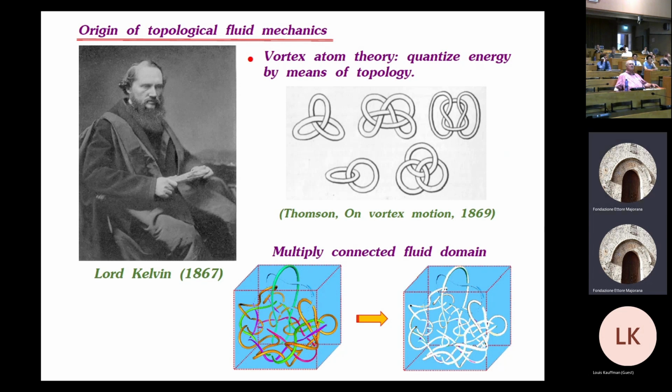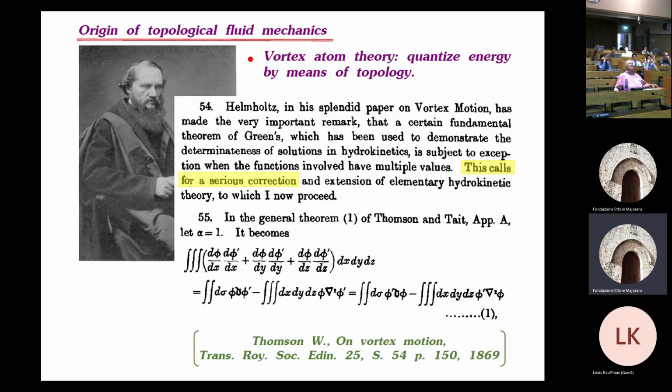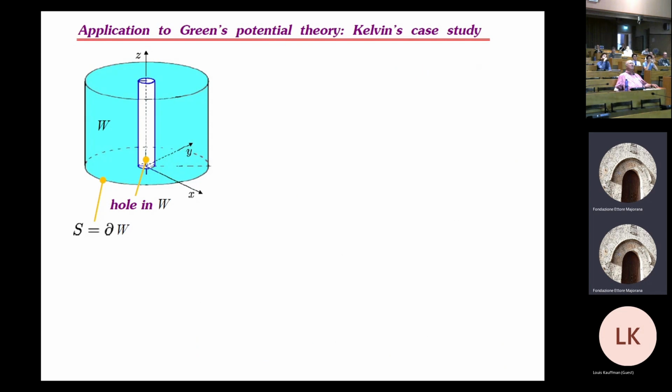Interesting. And so I spent, not long ago, maybe a few years back, time going back to this to see if he had anything else to say, and I was astonished. Here we go. Item 54 of his 1869 paper says that at a certain point we have a problem when the functions involved have multiple values. And then he says that this calls for a serious correction. And what he meant was a correction of Green's theorem. So I'll show you what he had in mind. There are several pages, and here they are condensed into just a few slides.